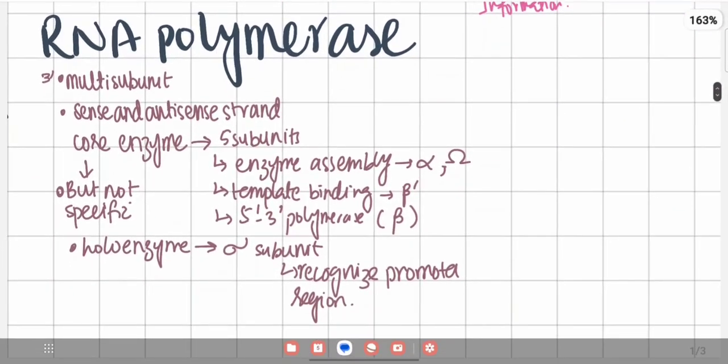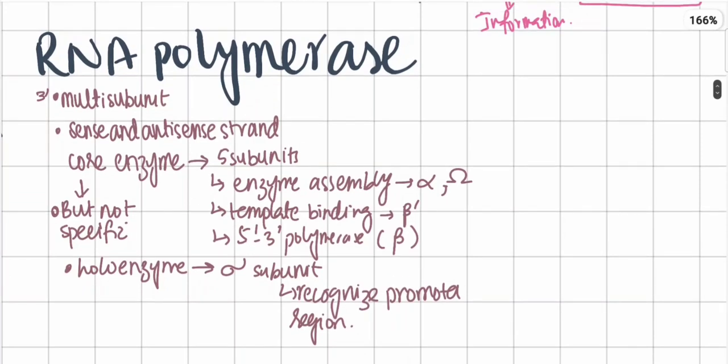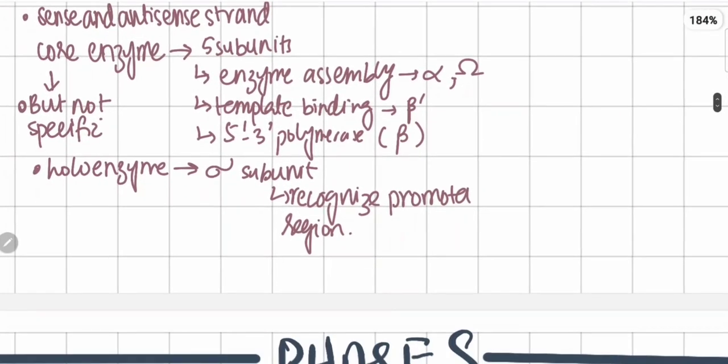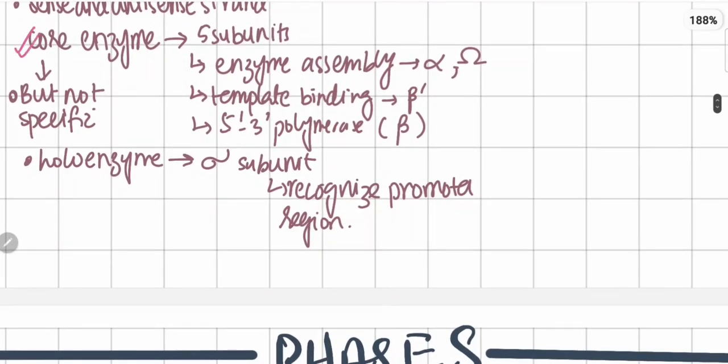Okay. Now we need to discuss a little bit about RNA polymerase before getting into the steps of transcription. RNA polymerase is multi-subunit. First we have the core enzyme. It has 5 subunits, right? So we have 2 alpha, 1 omega, 1 beta, and 1 beta prime. That's how there are 5 subunits.